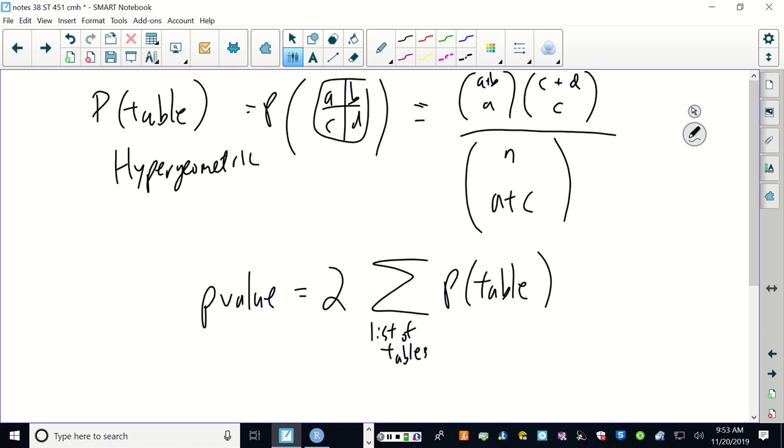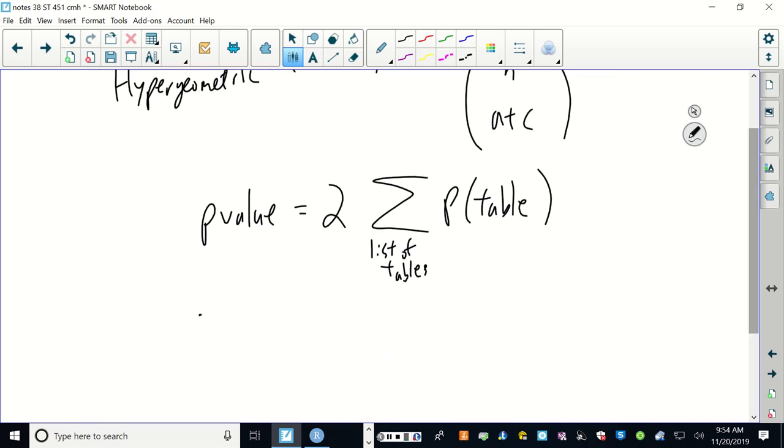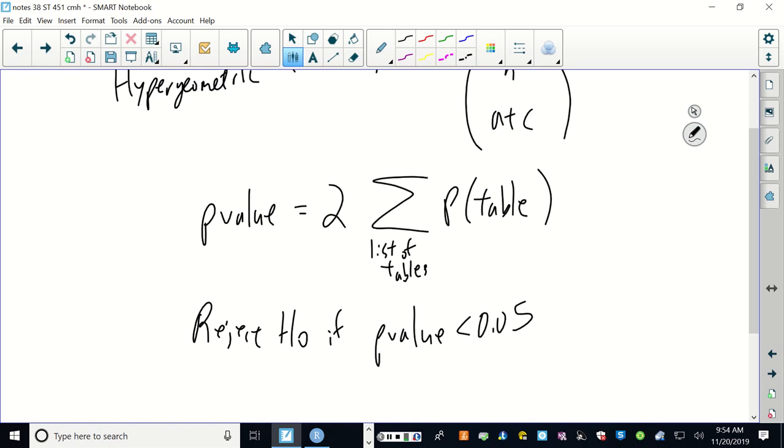And if that p-value is really small, less than 0.05, that means the probability we got something as extreme or more extreme than what we saw is rare, and we reject it. So rejecting the null, p-value less than 0.05, means not independent. Rejecting the null hypothesis means that there is an association.